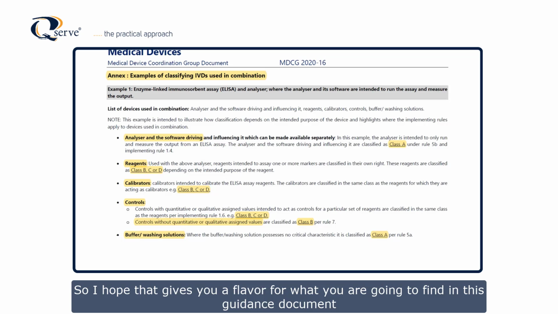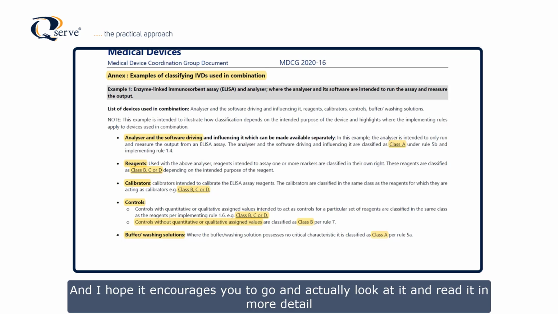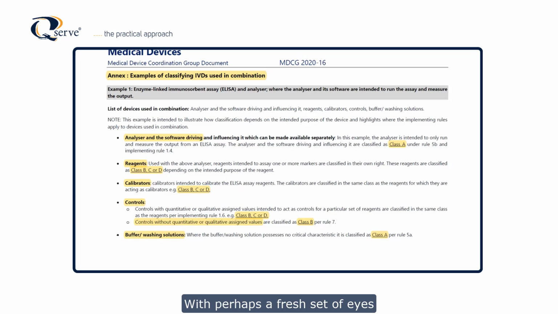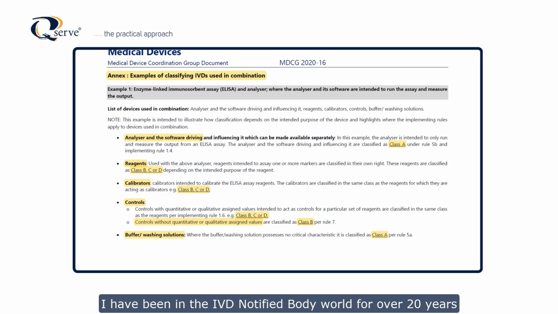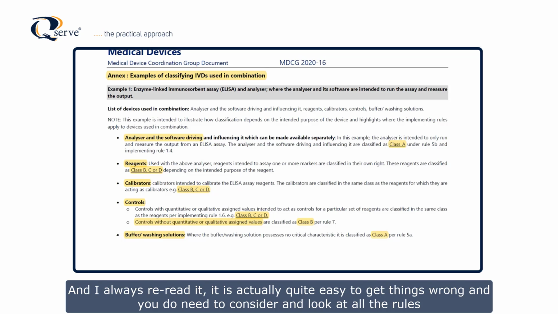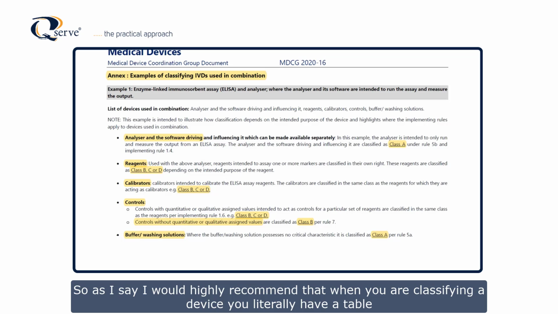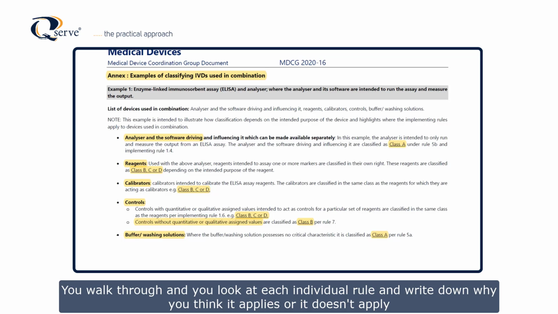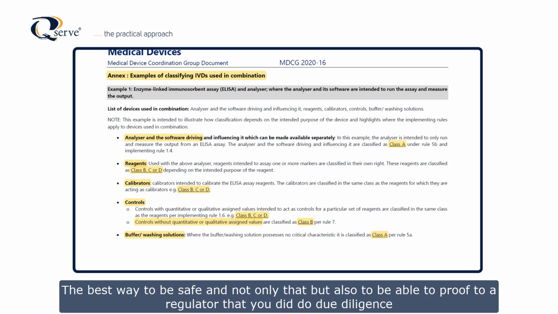So I hope that gives you a flavour for what you're going to find in this guidance document. And I hope it encourages you to go and actually look at it and read it in more detail with perhaps a fresh set of eyes. I've been in the IVD notified body world for over 20 years. And every time somebody comes to me with a classification question, I always pull this out and I always reread it. It's actually quite easy to get things wrong, and you do need to consider and look at all the rules. So as I say, I would highly recommend that when you're classifying a device, you literally have a table, you walk through and you look at each individual rule and write down why you think it applies or it doesn't apply. It's the best way to be safe. And not only that, but also be able to prove to a regulator that you did do due diligence.